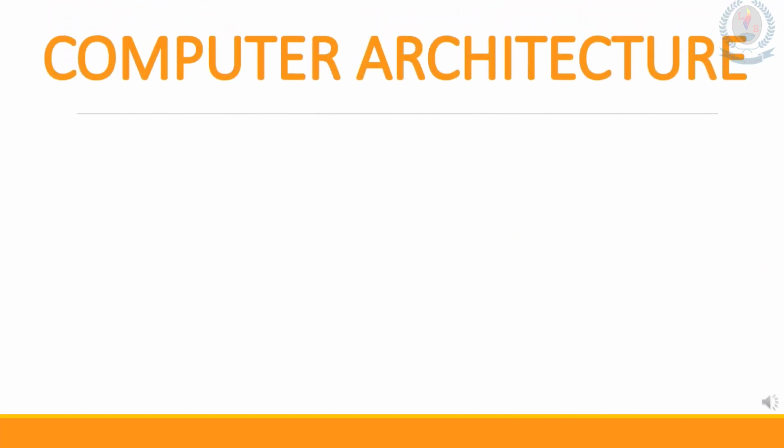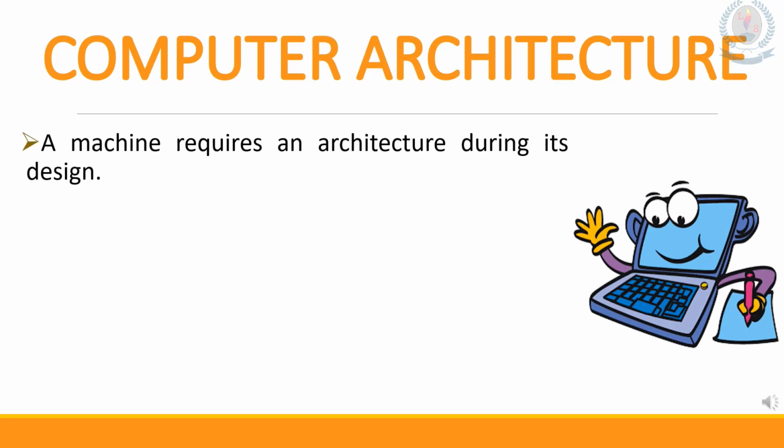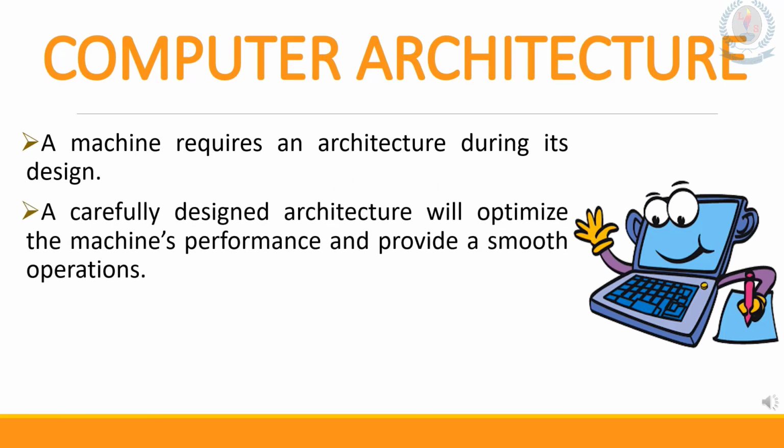Here, our first topic is what is computer architecture. Although the term computer architecture sounds very complicated, its definition is easier than one might think. Any machine requires an architecture during its design. A carefully designed architecture will optimize the machine's performance and provide smooth operations. When we think of the word architecture, we think of building a house or a building. Keep that same principle in mind.